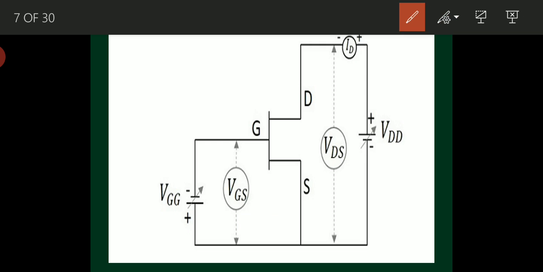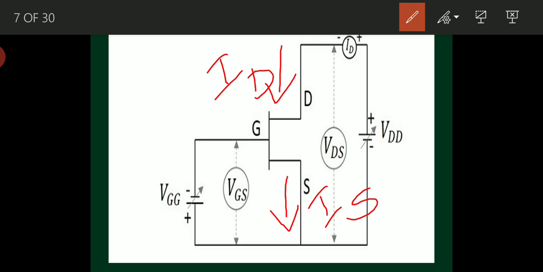Okay, so this is the direction of current ID, and this is the direction of current IS. Okay, this is ID, drain current, and this is IS, source current. Keep in mind that ID nearly equals IS. Okay, keep in mind. And IG equals 0. ID equals IS. Okay, this is the important relation.